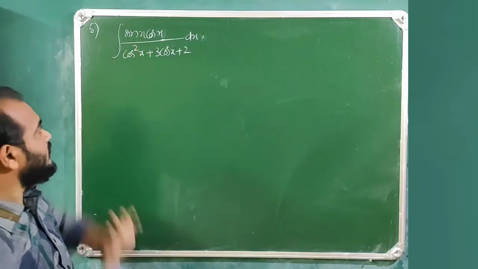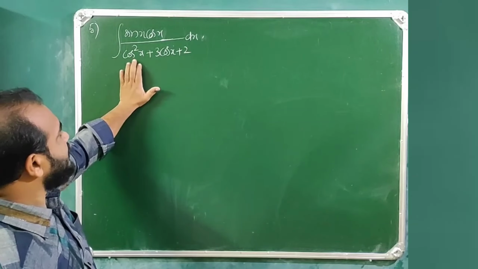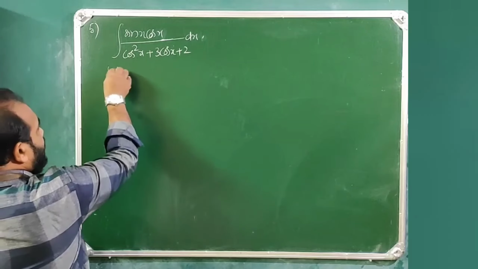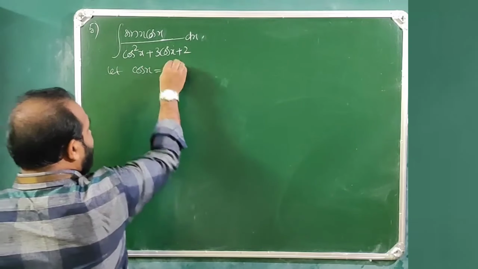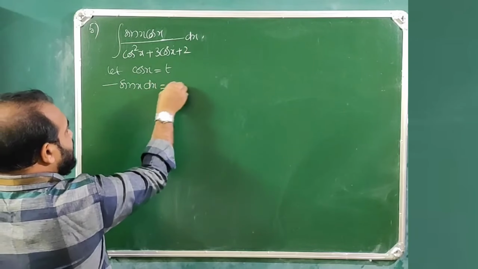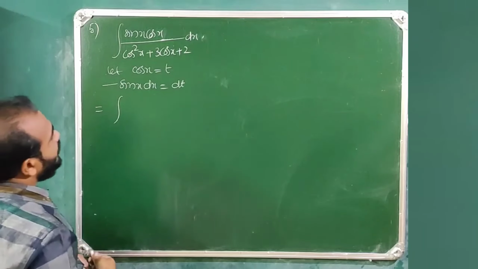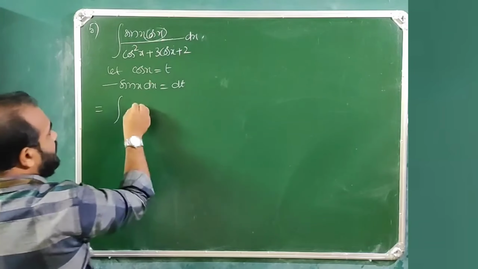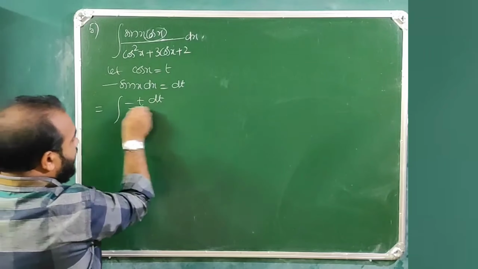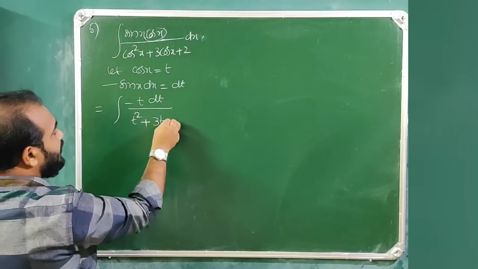Sin x cos x by cos x cos square x plus 3 cos x plus 2. Here cos x derivative is sin x. Let cos x equal t, we will take. Cos x derivative is minus sin x dx, which equals dt. So let us substitute in this. So cos x is t, sin x dx is minus dt, by this is t square plus 3t plus 2.